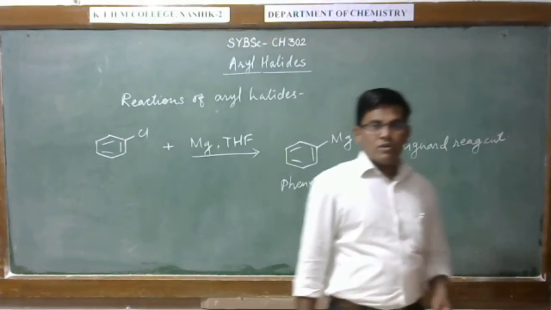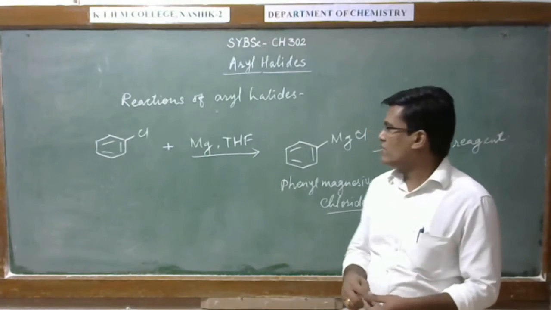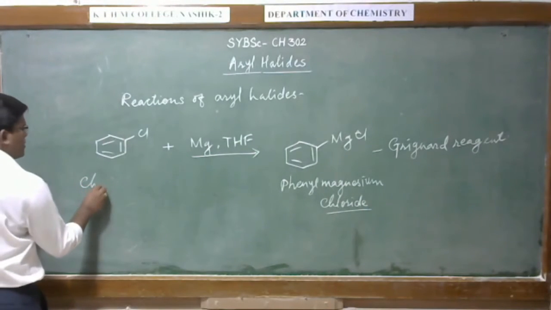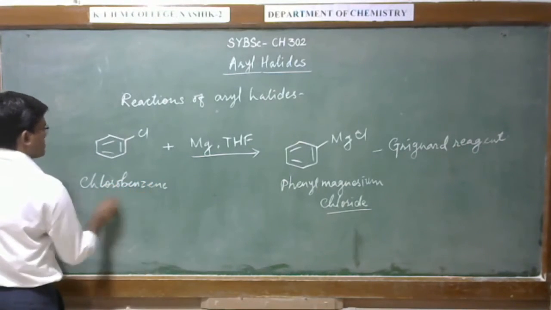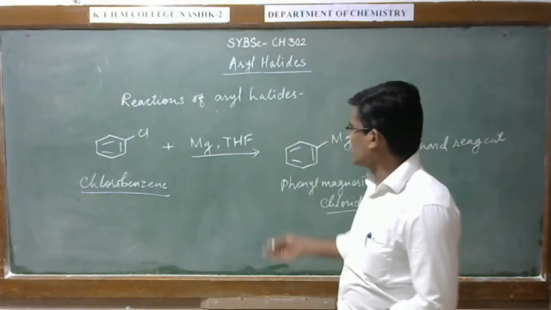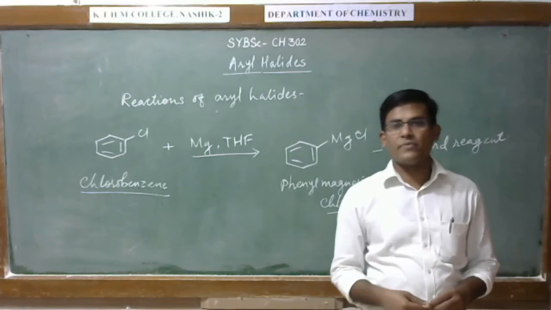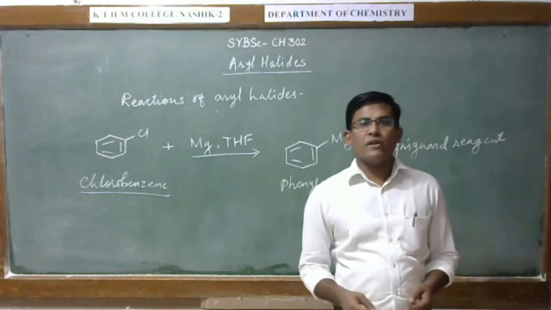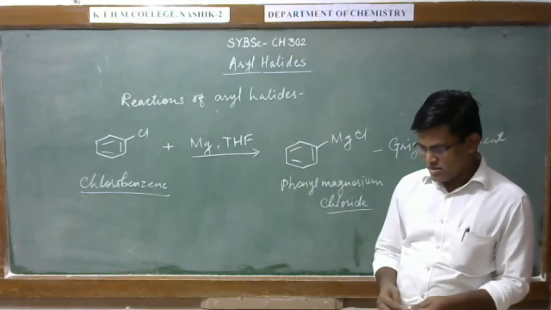In this way, this phenyl magnesium halide can be prepared from the aryl halide. When it reacts with magnesium turnings in the presence of an ether solvent, for example tetrahydrofuran, THF, it gives the Grignard reagent. Aryl halides also react with lithium metal to give the lithiated product.